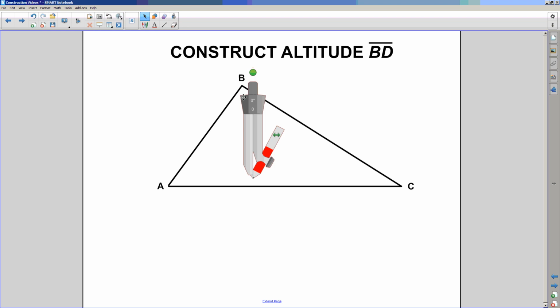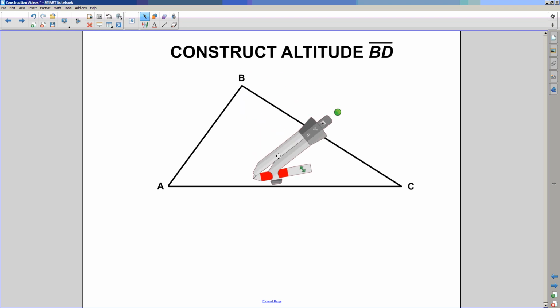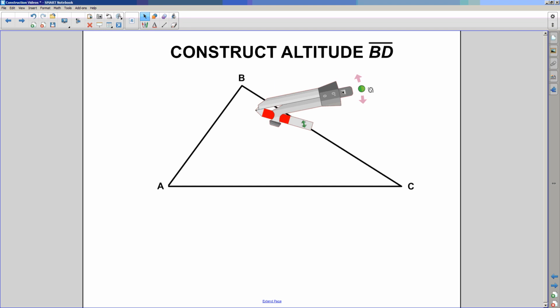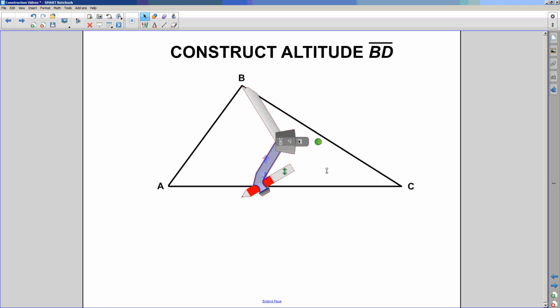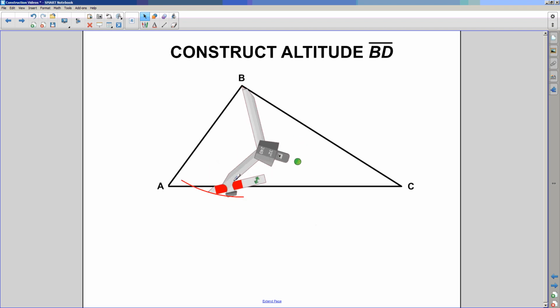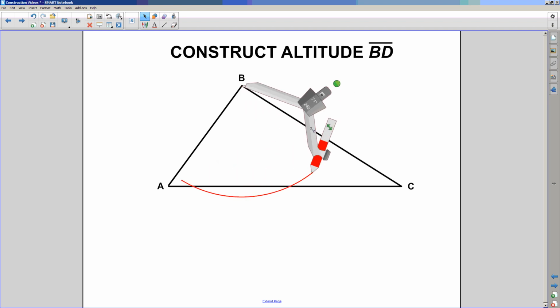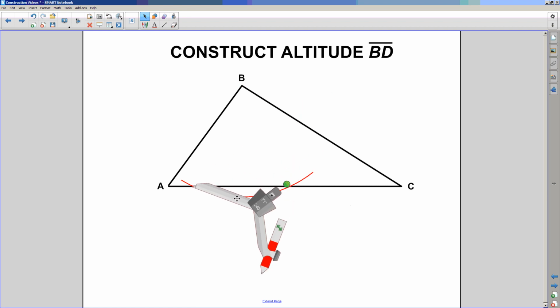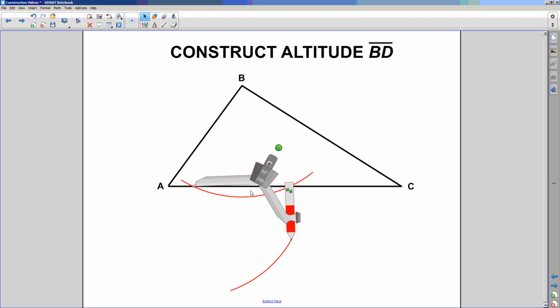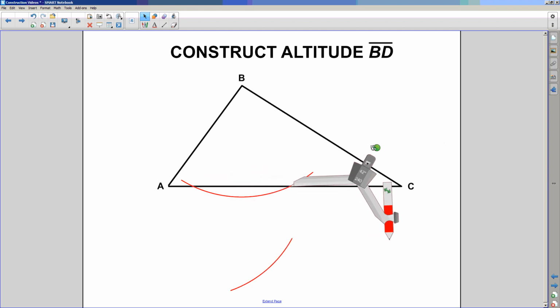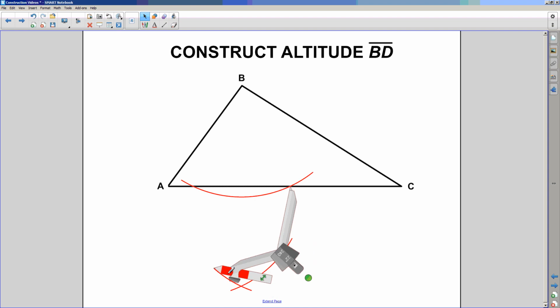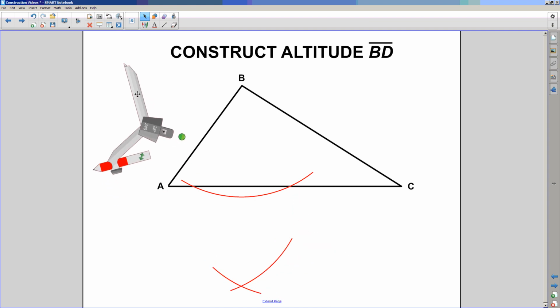So first, using my compass, from point B, I open up my compass large enough and draw an arc that crosses AC in two places. From each of those places, and I don't have to have the arc be the same length, but I will, I draw a small arc from that point of intersection, and from the other point of intersection, I draw a second arc. And so I know that the altitude from point B to AC goes through the intersection of these two arcs.